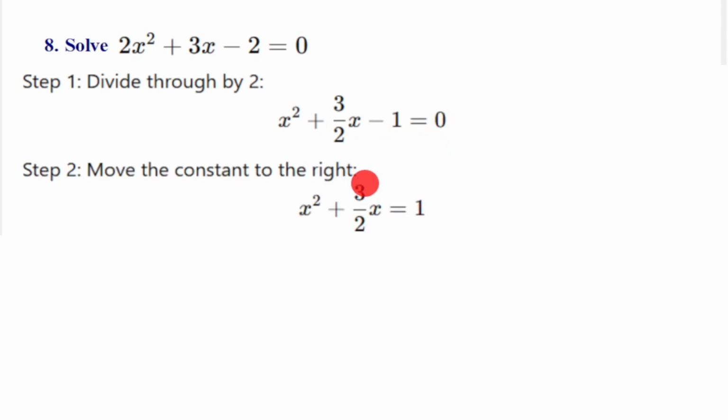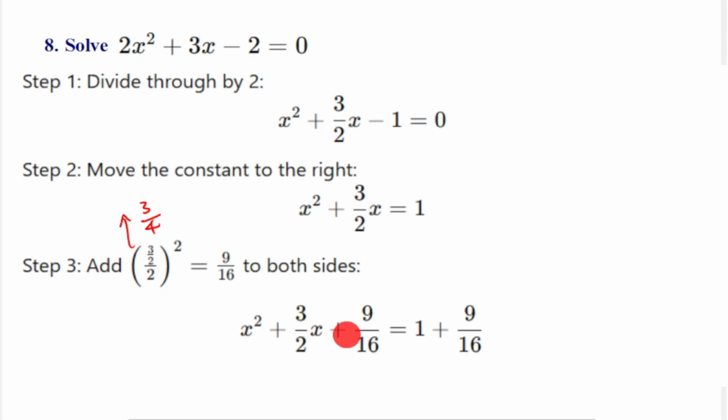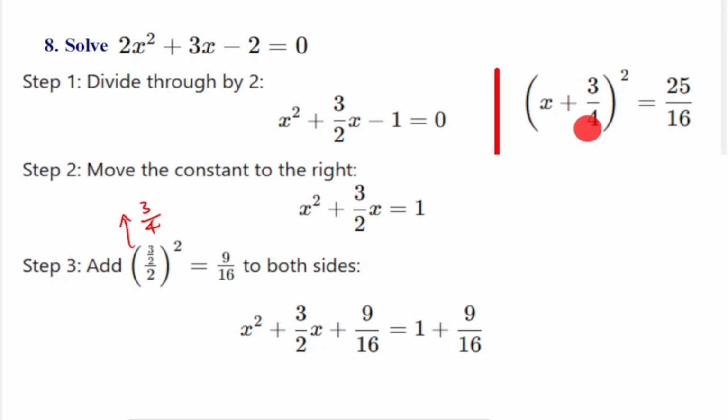The coefficient of x is 3/2. Half of 3/2 is 3/4. When we square it, it becomes 9/16. Add this 9/16 on both sides. x² + (3/2)x + 9/16 = 1 + 9/16. And change this into a perfect square. So it becomes (x + 3/4)² = and when we add 1 with 9/16, we get 25/16.